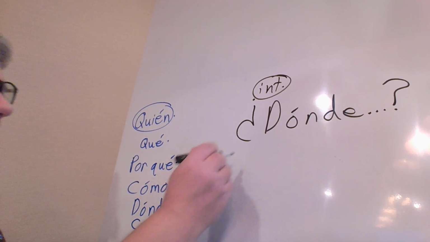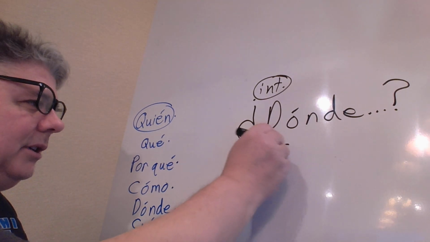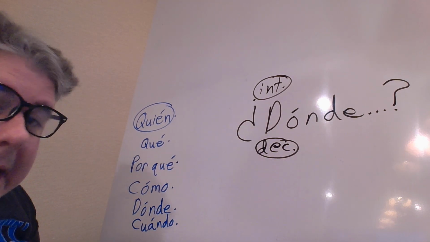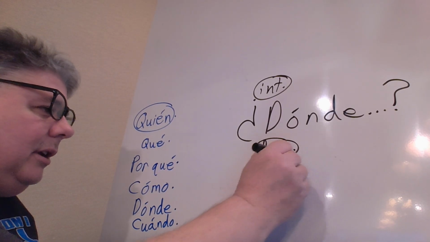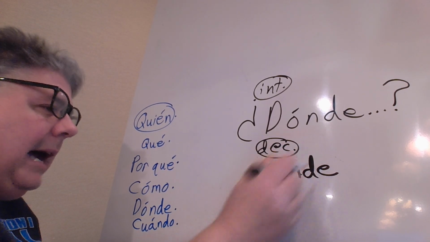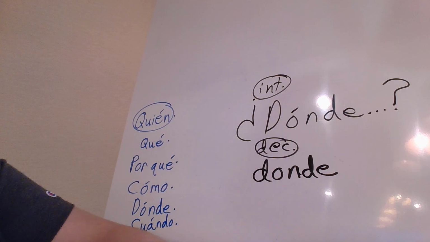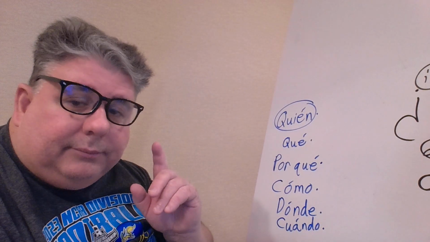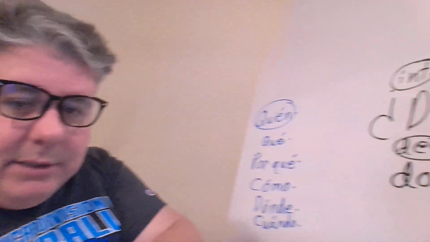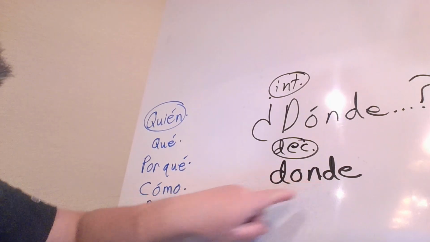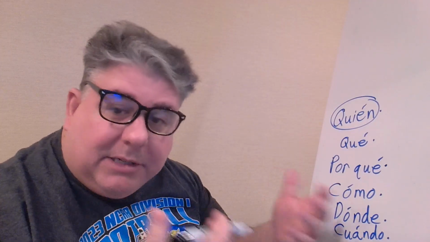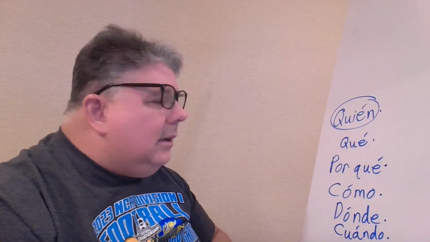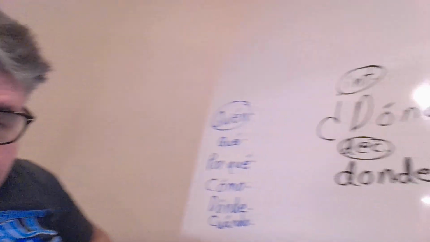Now, you could also, like the other question words, they have the non-accent variety that could be a declarative statement. Like you could say, oh, I remember where I put my keys. Yo recuerdo donde, declarative donde, no accent. I remember where I put my keys. Yo recuerdo donde dejé mis llaves, where I left my keys. Okay? So that's a location word.